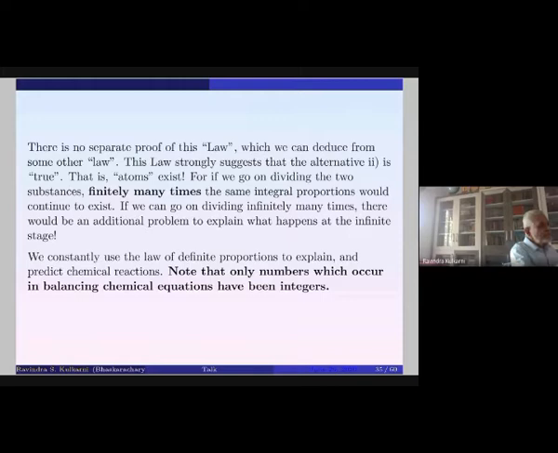If we could go on dividing infinitely many times, there would be an additional problem to explain what happens at the infinite stage. We constantly use the law of definite integral proportions in chemistry to explain and predict chemical reactions. Note that the only numbers which occur in balancing chemical equations are integers.